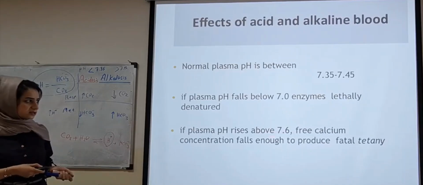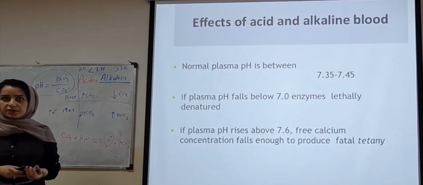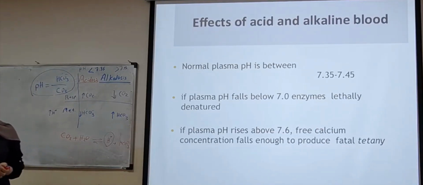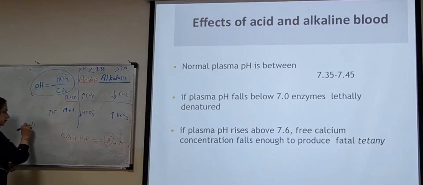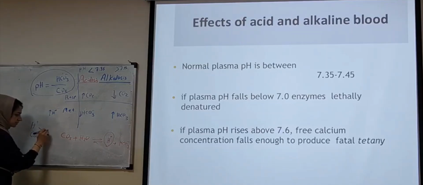What is the relation of the free calcium with the pH? Why does alkalosis decrease the threshold of tetany? Why does tetany develop earlier in the case of an increase in the pH? This is due to H and calcium: both of them compete for the same plasma protein.